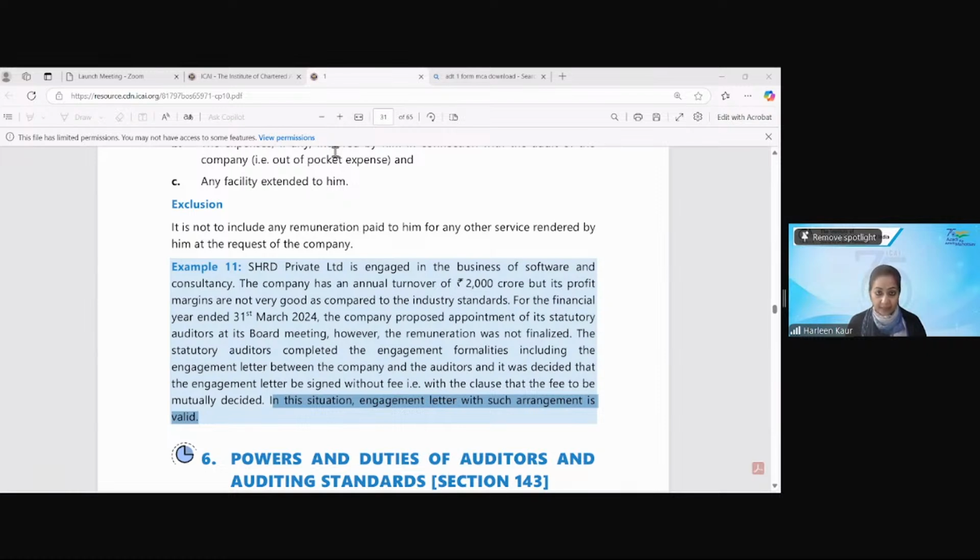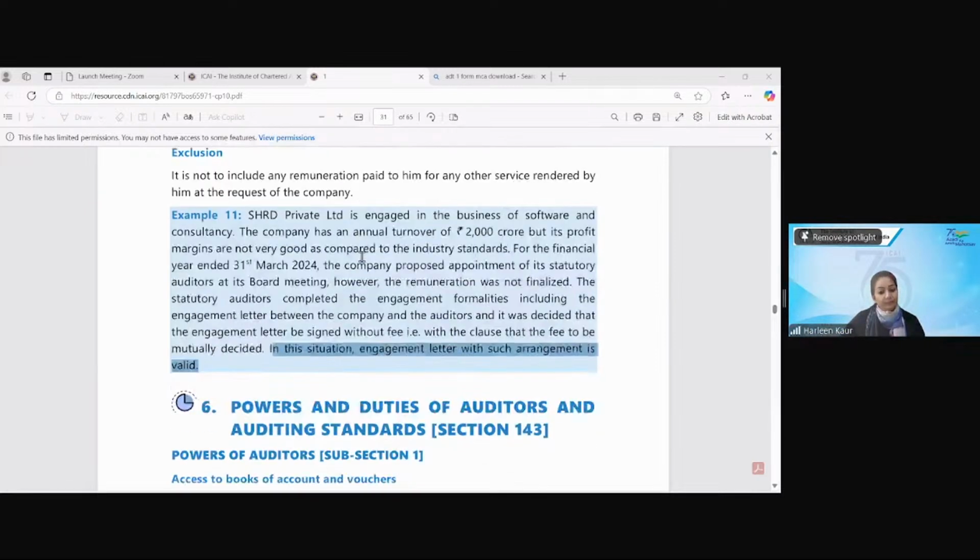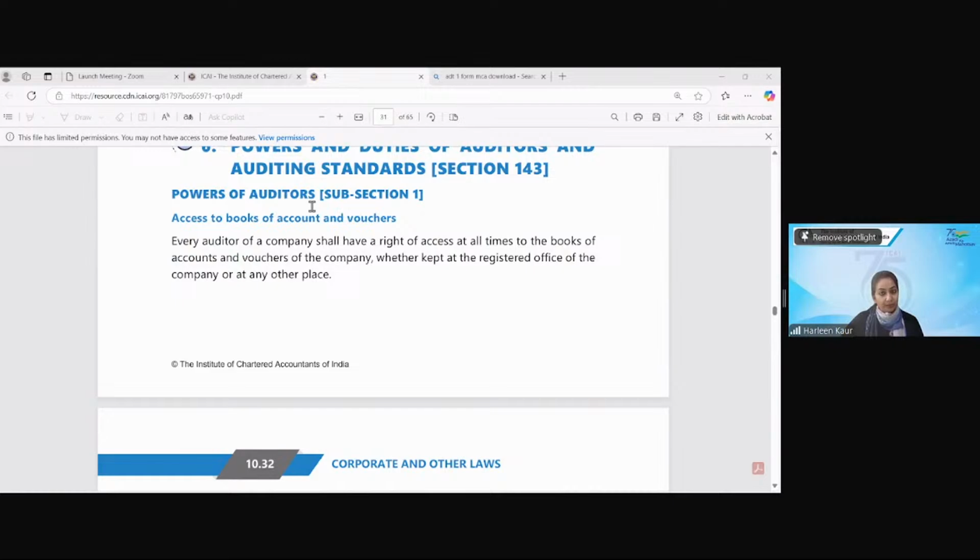engagement letter that is signed without stating the fees, which is to be decided mutually later on, then such an engagement letter is a valid engagement letter. Is that clear, everyone? Everyone is clear about this point?